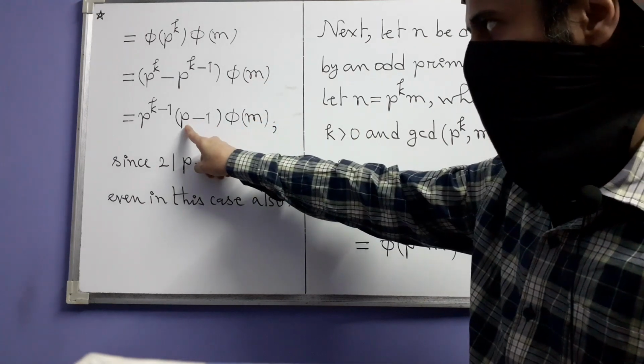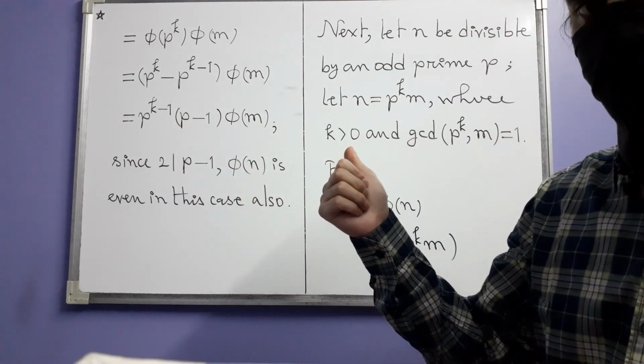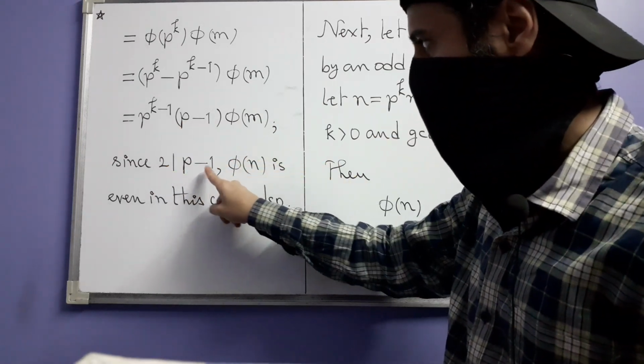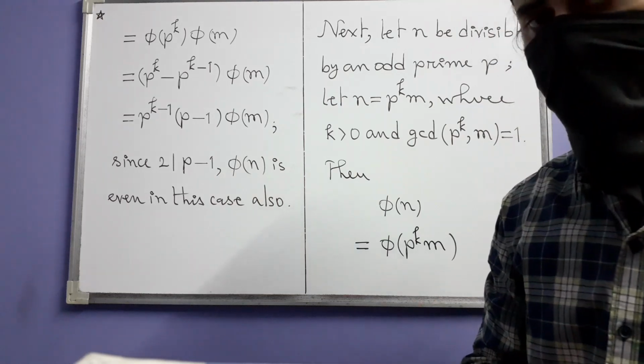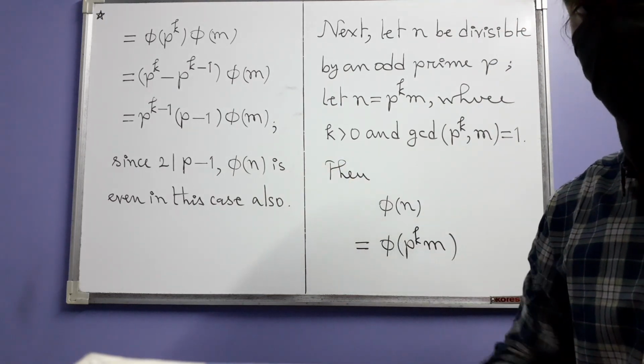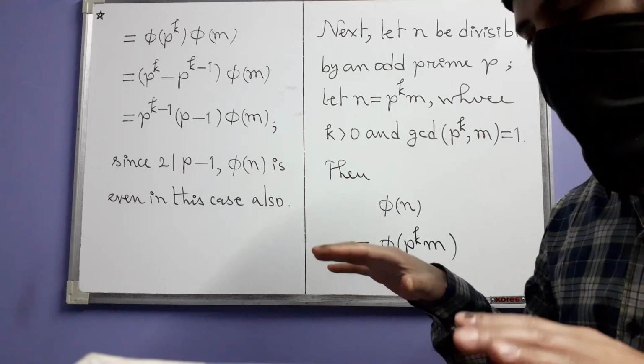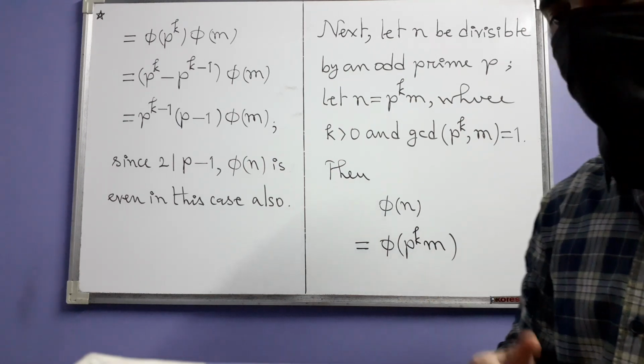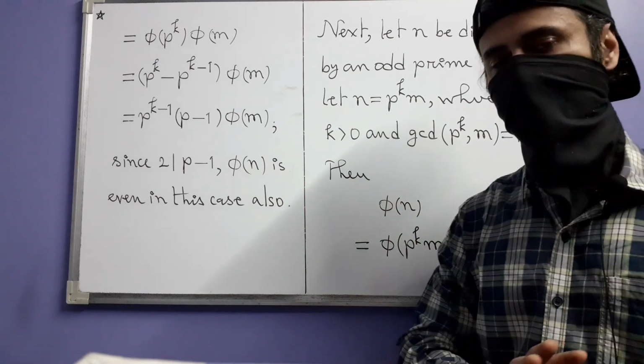Now note that since p is an odd prime, 2 divides p minus 1. p minus 1 is even. So in this case also phi of n is even. So here the proof ends and this section itself ends. So next week we are going to start exercises.